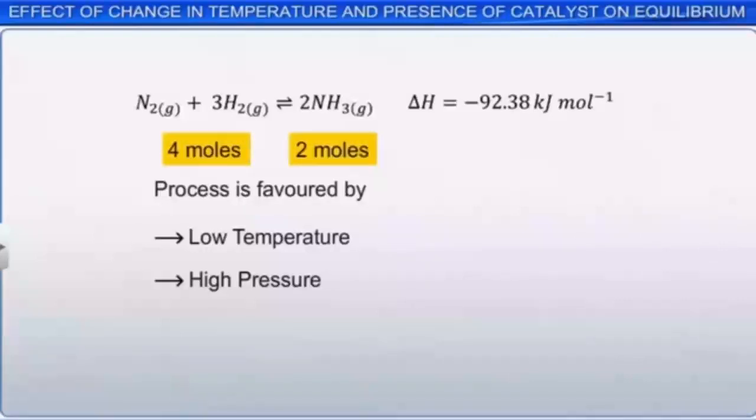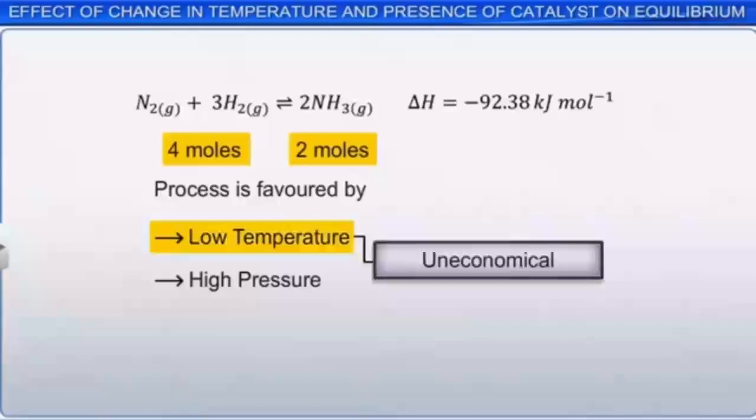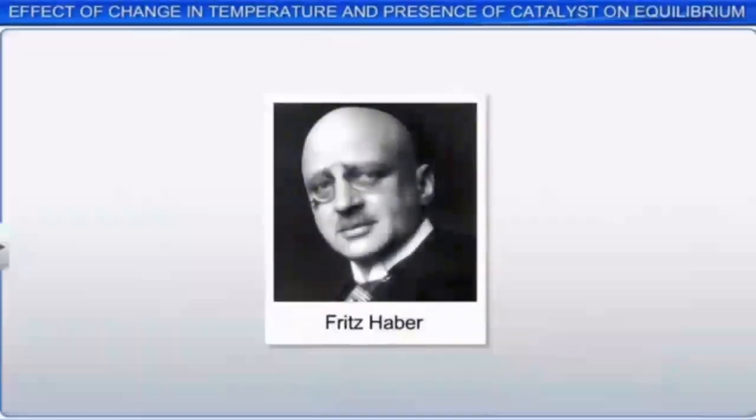at low temperature, the reaction is so slow that it makes the process uneconomical. High pressure gives a high yield of ammonia, but the higher the pressure, the greater is the cost and maintenance of the equipment. Fritz Haber, a German chemist, discovered that using a catalyst consisting of iron permits lower operating temperatures and a moderate pressure.